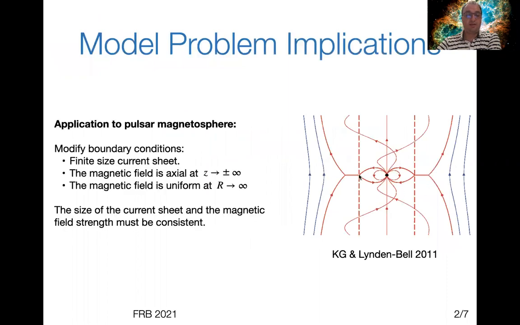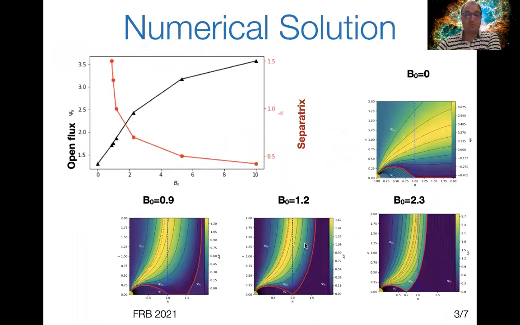We find that the current sheet has a finite size in this case, and the field lines that are linked to the pulsar are confined by these separatrices. We next solved this problem numerically, and we found that for the case of an aligned pulsar with an external magnetic field, as the external field increases, first the open flux increases, and also the separatrix moves closer to the pulsar.